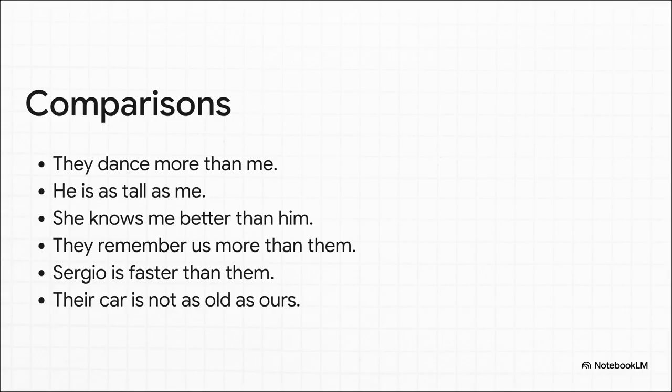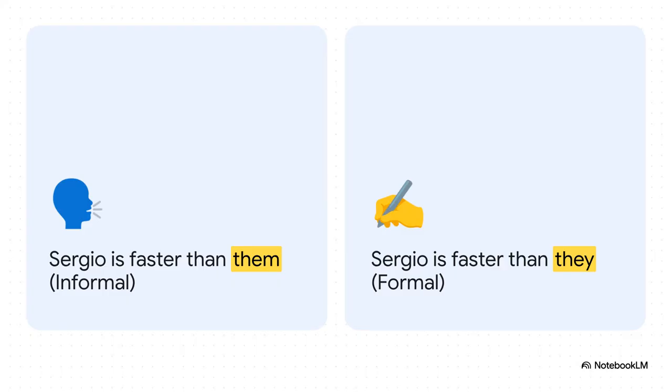Now, honestly, sentences like 1, 2, and 5 sound completely normal when you're just chatting with friends, right? But here's the catch. If you're writing a formal essay, using those object pronouns at the very end is actually technically incorrect. Let me show you why. It's all about an invisible implied verb.